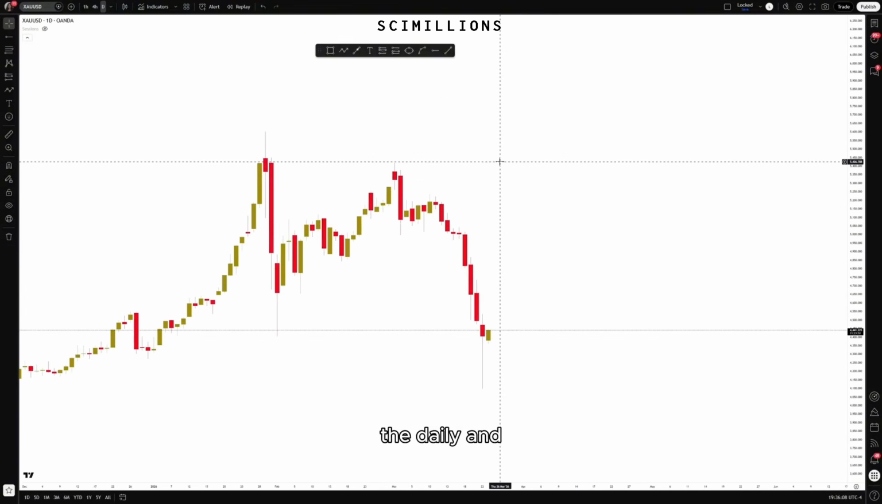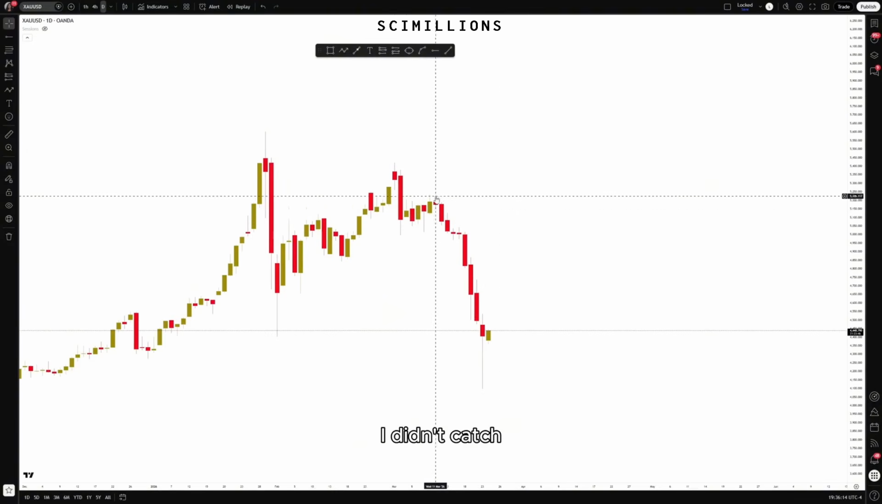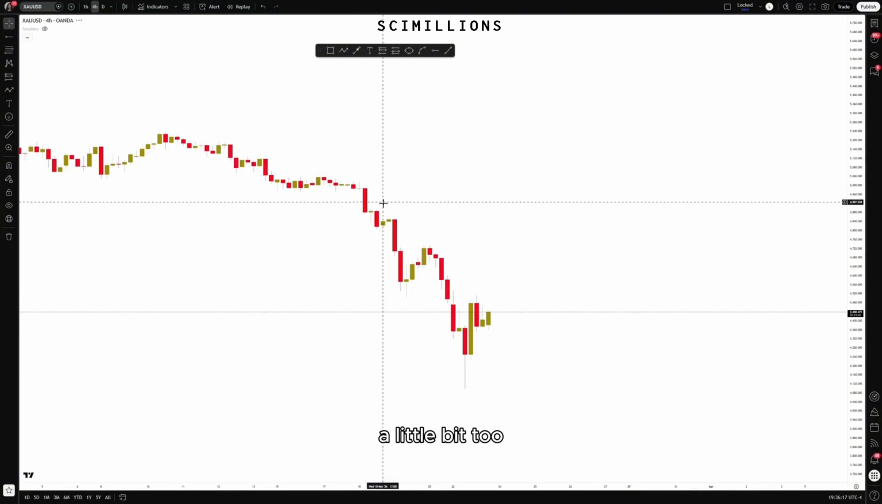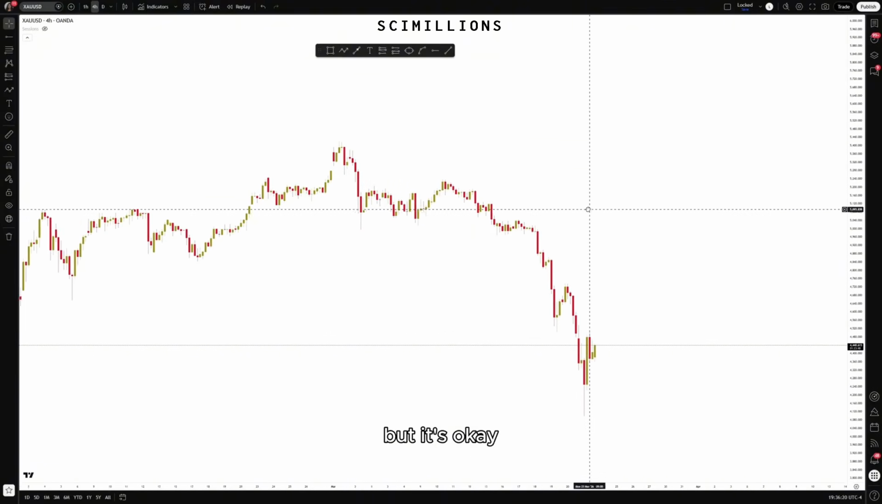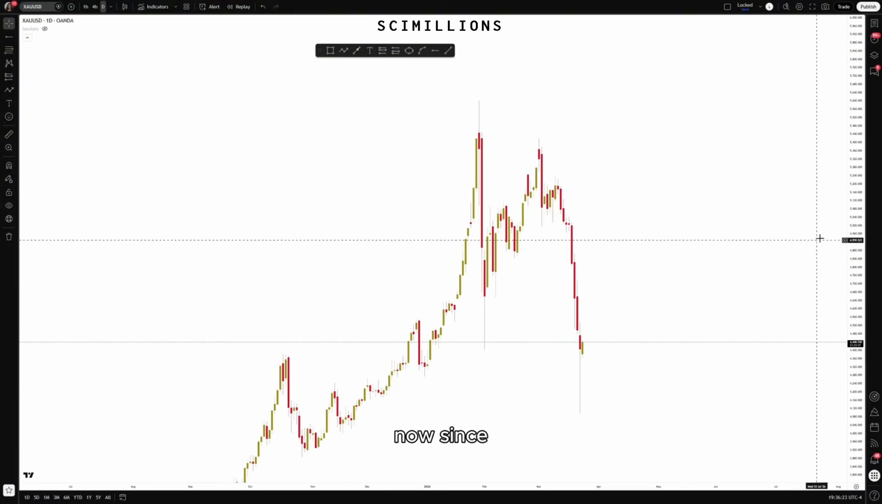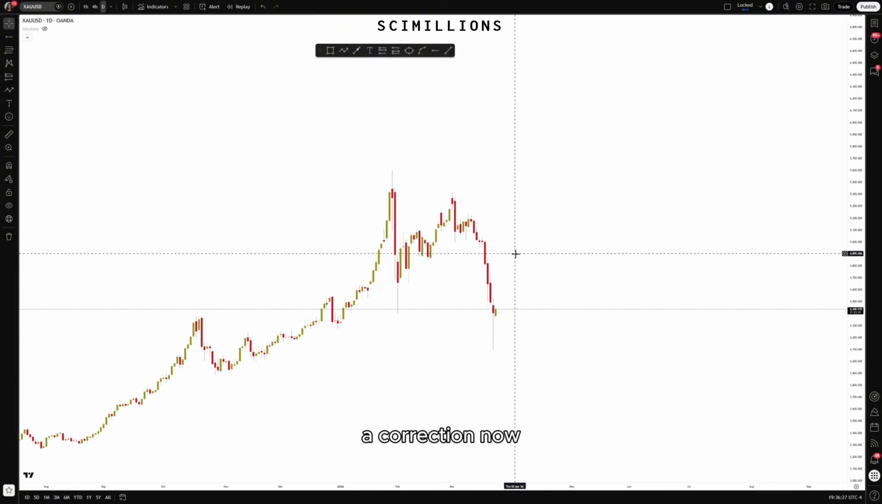I've been trading off the daily and the 4 hour time frame due to those moves that I wanted to catch big moves. I didn't catch this sell off here. I was a little bit too late on that, but it's okay because the daily time frame has a new low. Now, since it has a new low, I'm looking for a correction.